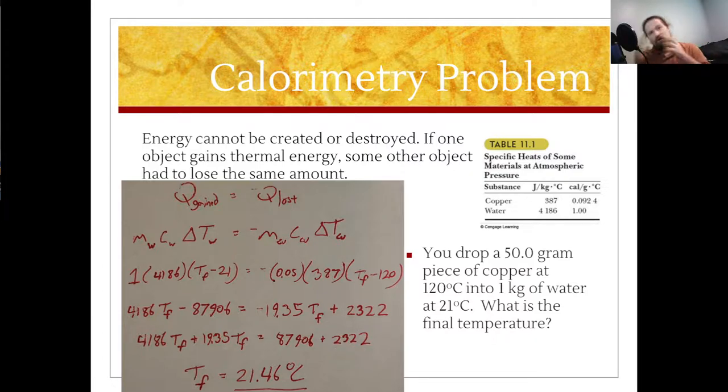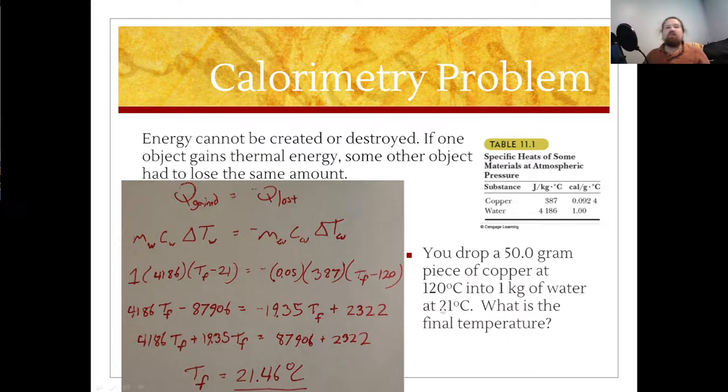So now our left side has all TFs that are all positive, and our right side has all non-TFs that are all positive. Since both the terms on the left have a TF in them, they can add up normally, which is good. So there's just a little bit more algebra to arrive at a final temperature of 21.46 degrees Celsius. This is the correct final temperature.